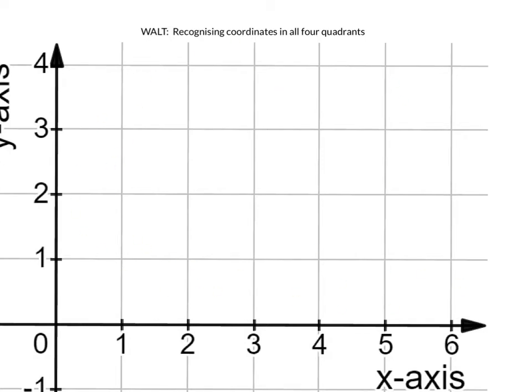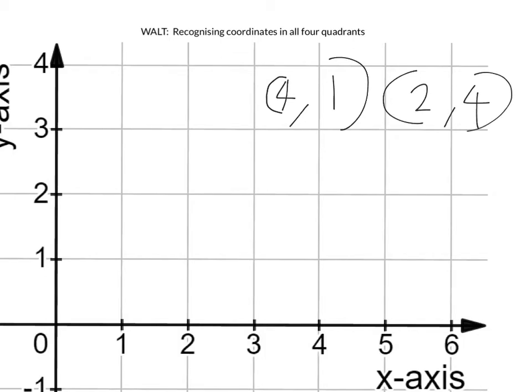Now, this is probably a quadrant you've seen heaps of times. The positive quadrant. You've got your x-axis and your y-axis. And when you speak about coordinates of this quadrant, you'll think about numbers like 4, 1, or maybe 2, 4. And each time you are looking at these coordinates, you are always going across first and then up. So always going across the x-axis first and then up.